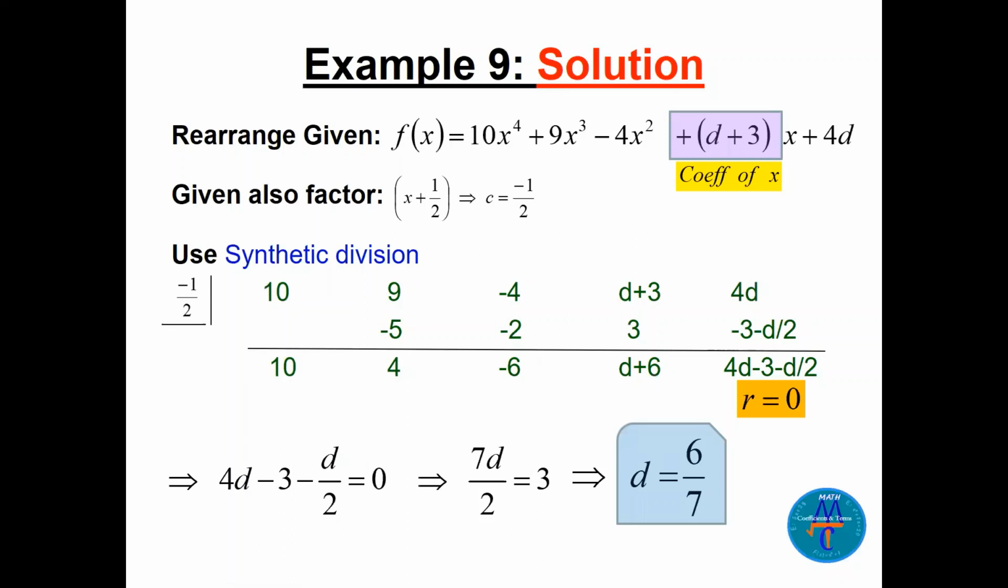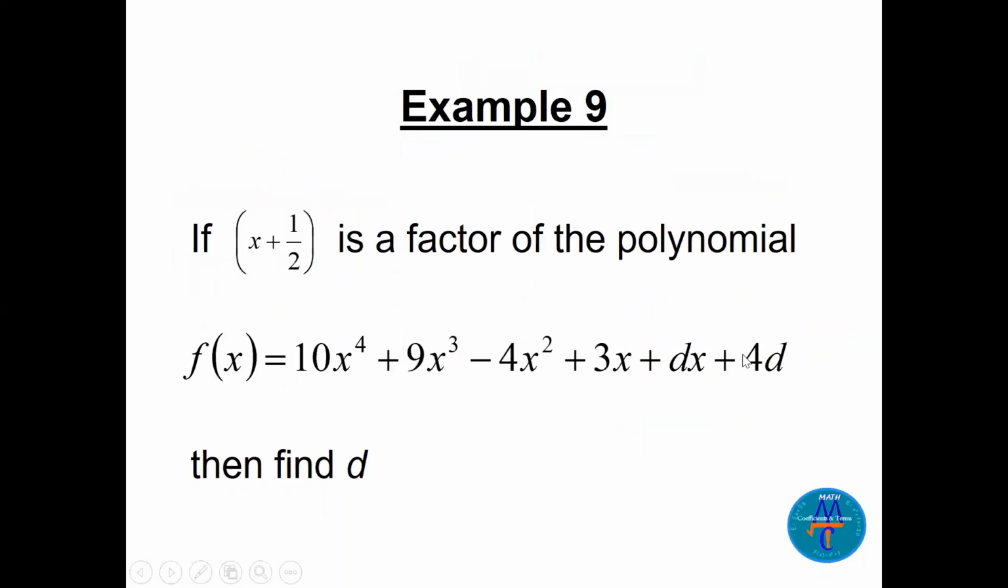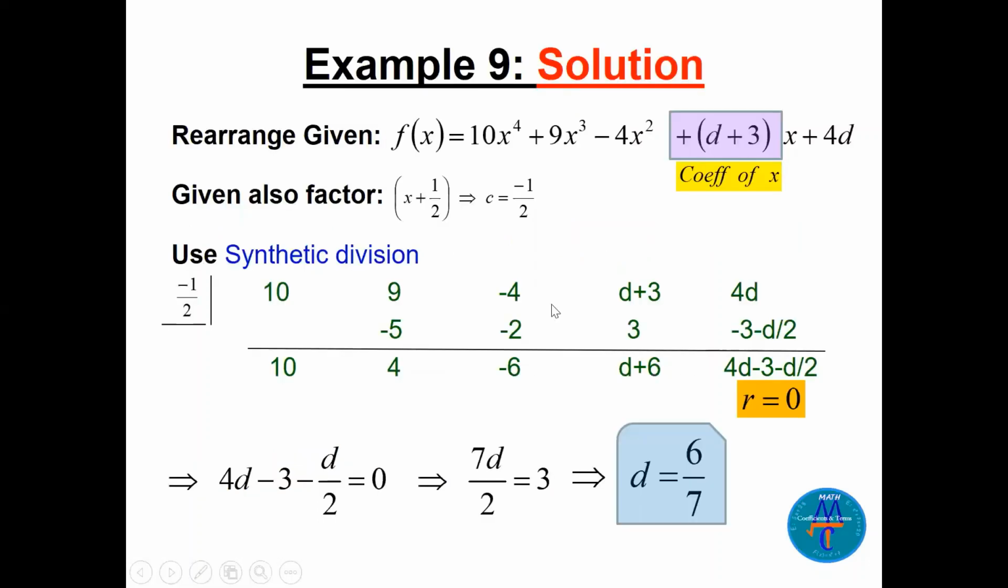Now we say 10x to the power 4, 9x cubed, minus 4x squared. Take a common factor here, x, that's the coefficient of x, d plus 3. Plus 4d, this is the constant. Be careful here, 4d is the constant. Here we have x, so 3 plus d all times x.